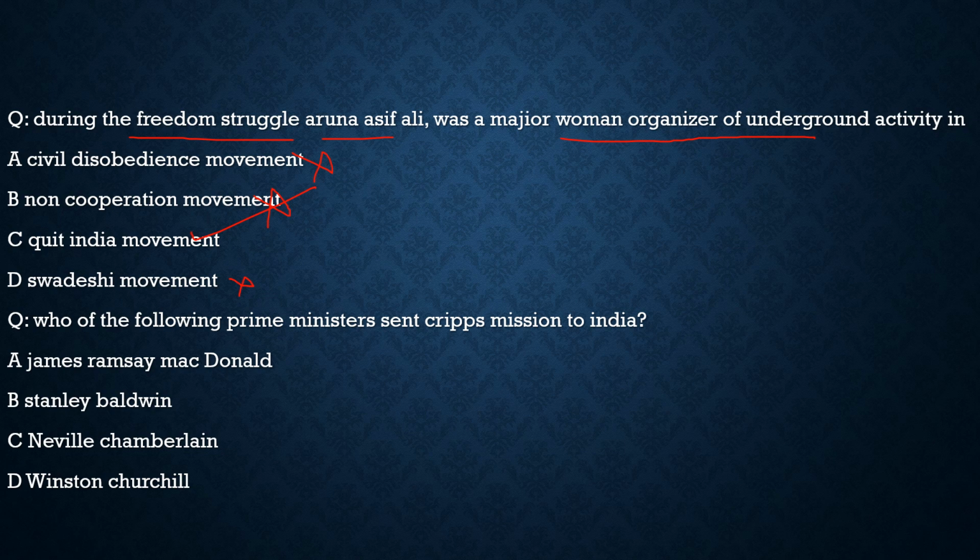Now moving to another question here. The question says, which of the following prime ministers sent the Cripps mission to India? Was he James Ramsay MacDonald? No. Was he Stanley Baldwin? No. Was he Neville Chamberlain? No. Was he Winston Churchill? 100% correct. So with respect to this question, who sent the Cripps mission to India? It was Winston Churchill. So with this, we complete today's discussion.